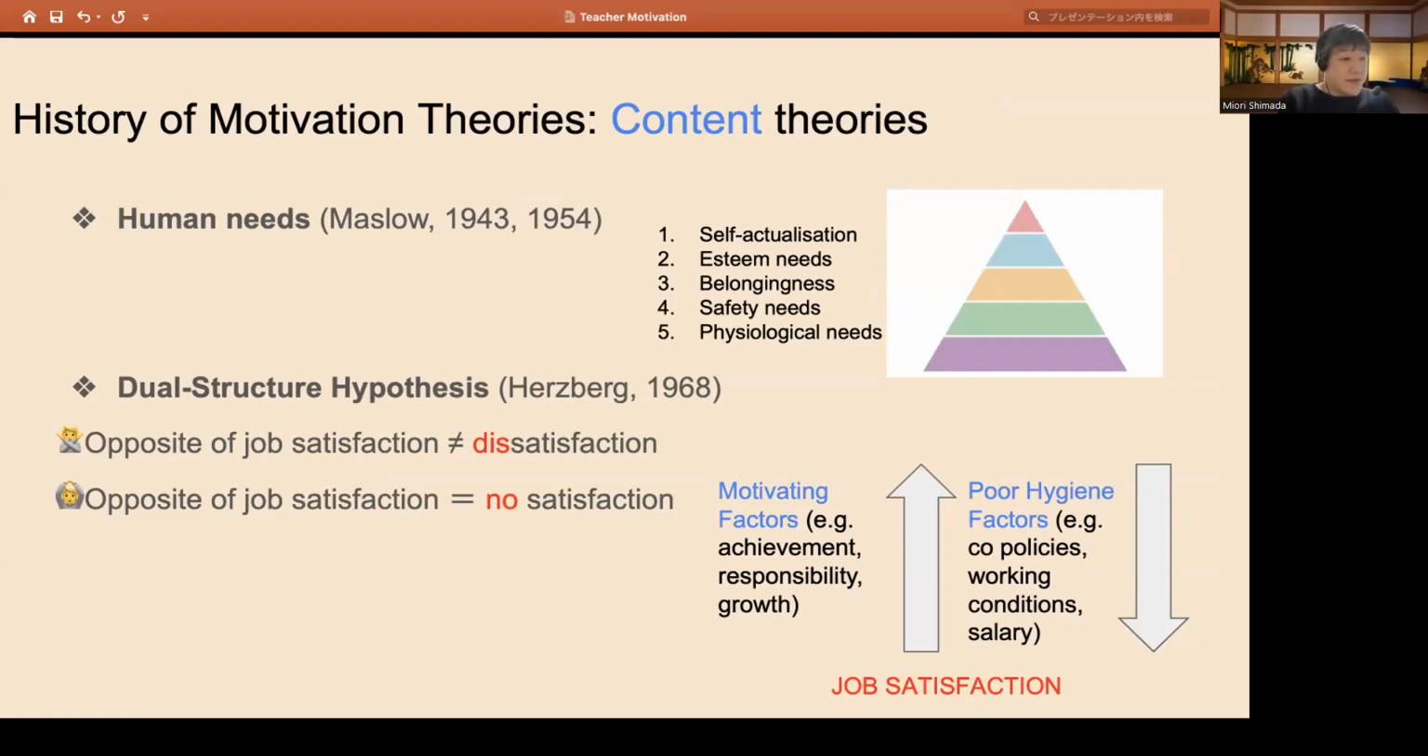Another popular theory is DSH, the dual structure hypothesis by Herzberg, 1968. DSH is based on the concept that factors affecting job satisfaction are distinct from those that affect job dissatisfaction. According to this DSH model, intrinsic factors such as achievement or growth affect satisfaction, while extrinsic factors such as company policies or salary affect dissatisfaction.